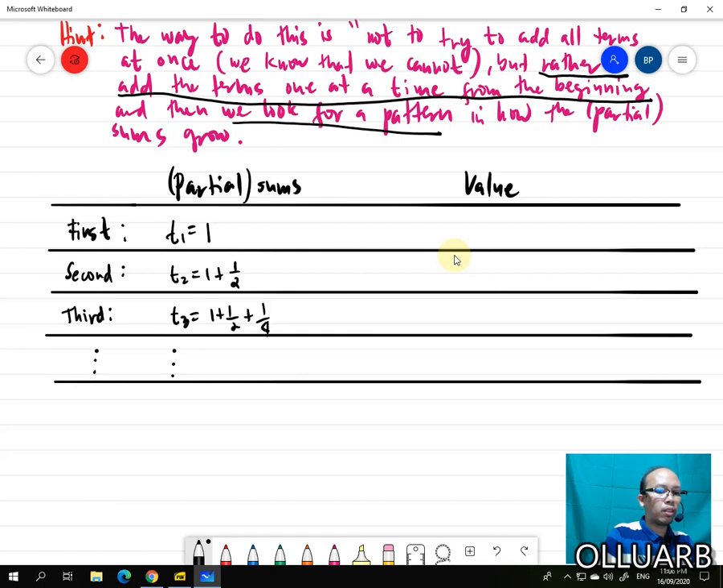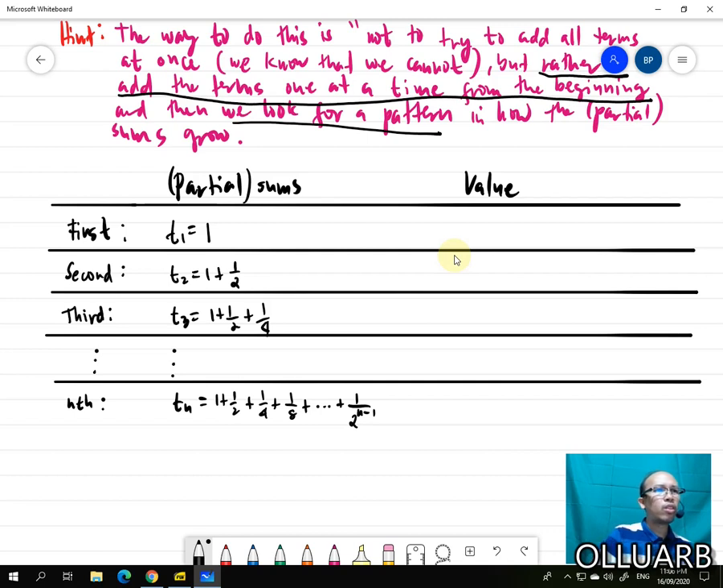up to the n term, which is t sub n, which is 1 plus 1/2 plus 1/4 plus 1/8, and so on and so forth. As you can see, there is a pattern, which is that this is equal to 2 to the n minus 1.